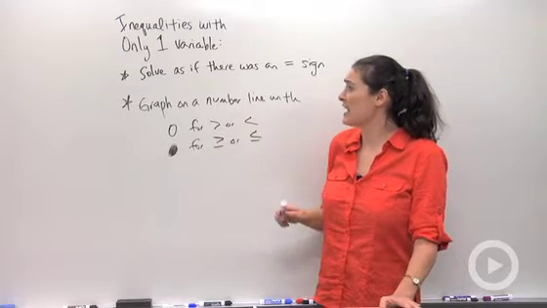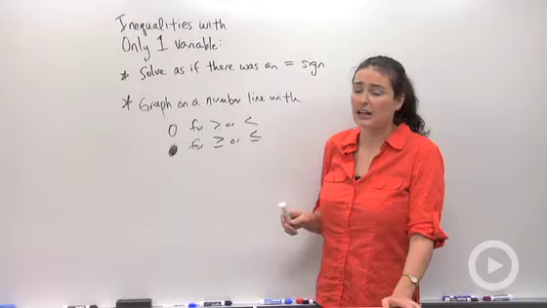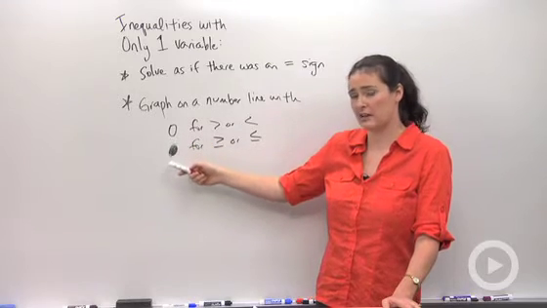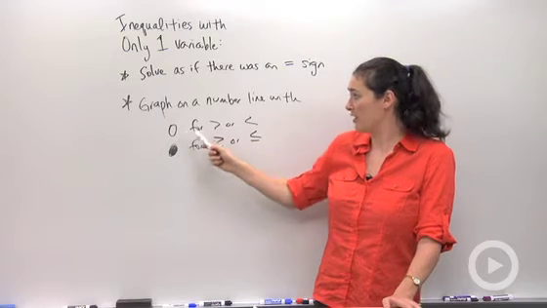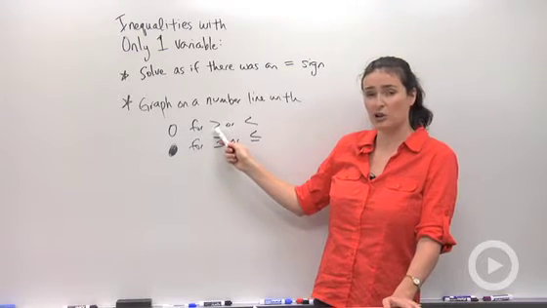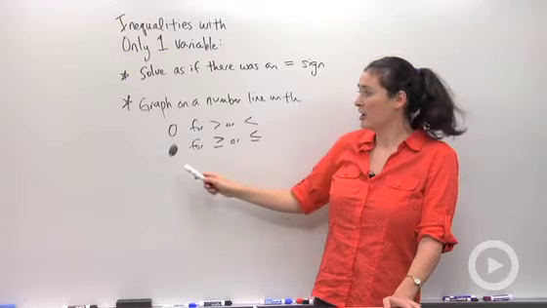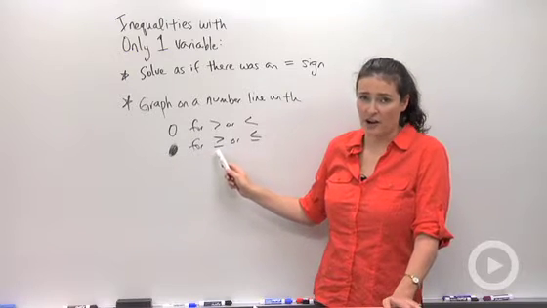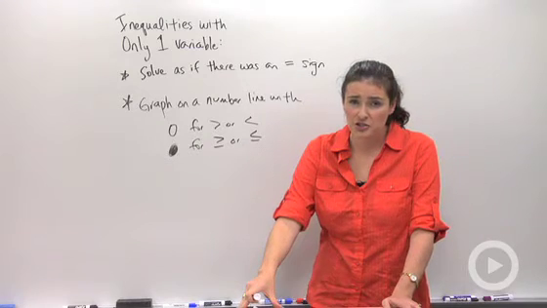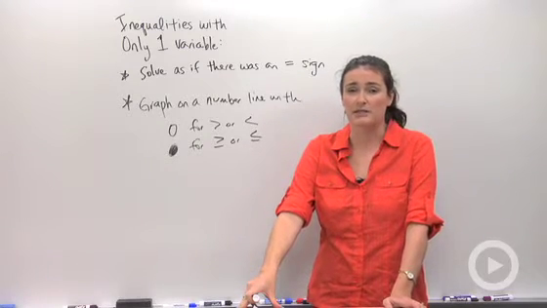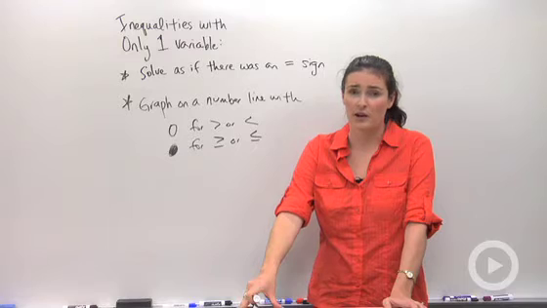The next thing is that if you're graphing on a number line, you're going to want to use open circles and closed circles. Open circle is every time your inequality statement had one of these signs, greater than or less than. You're going to use a closed circle if it's greater than or equal to, or less than or equal to.